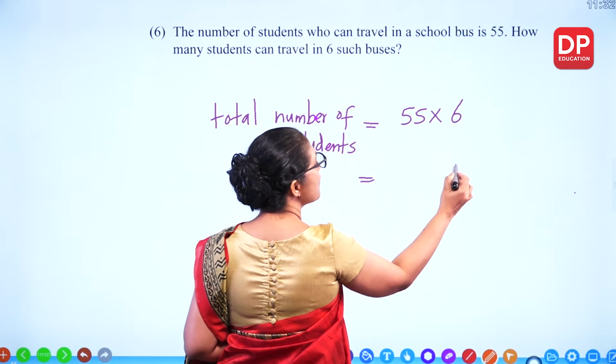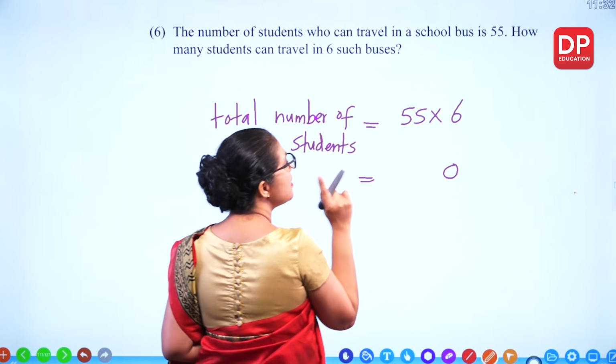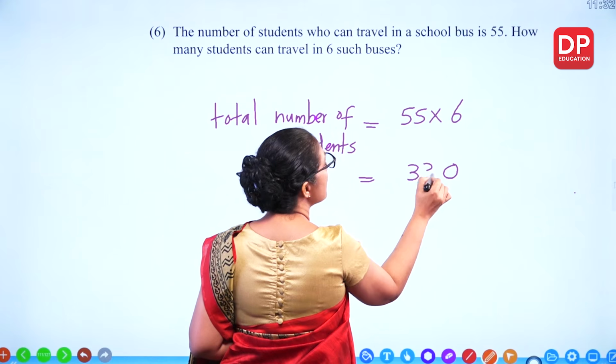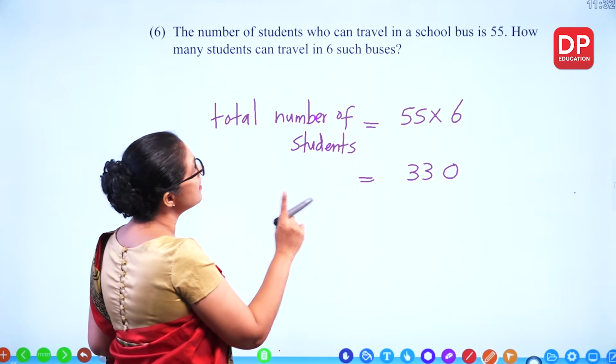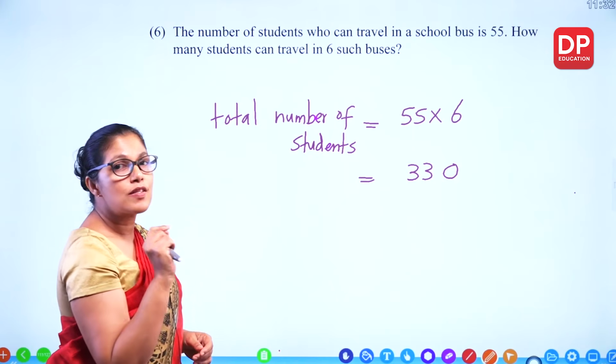6 times 5, 30. 3 remaining. 6 times 5, 30. 30 plus 3, 33. There are 330 students. They can go in 6 buses.